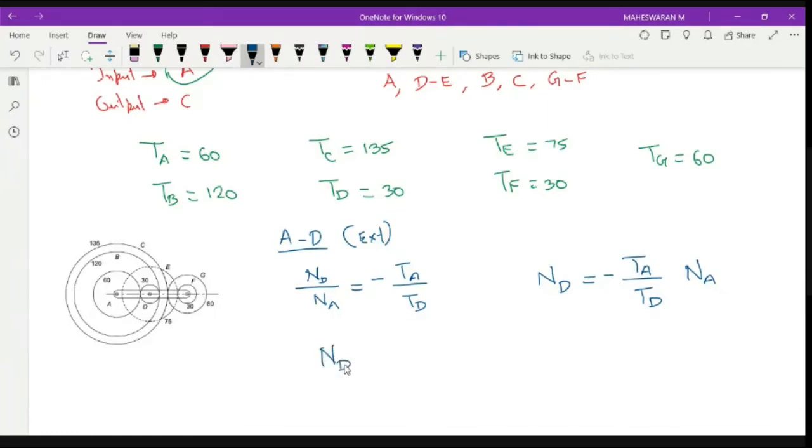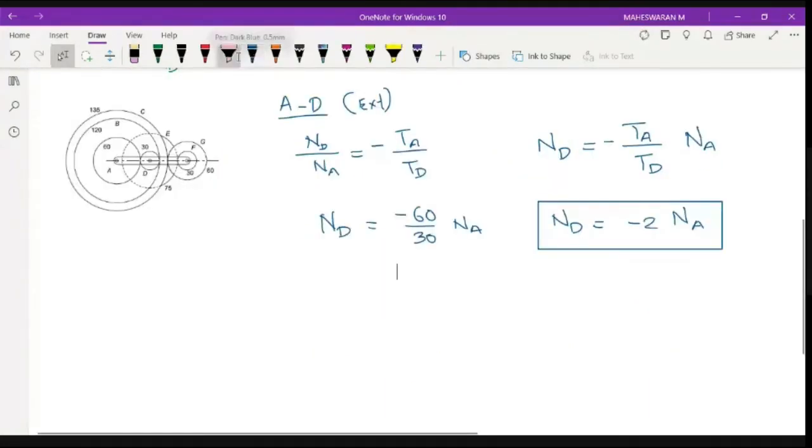So what is my ND? TA I know, which is 60. TD I know, which is 30. So minus 60 by 30 NA, which is ND is minus 2 NA. Any doubt on this?